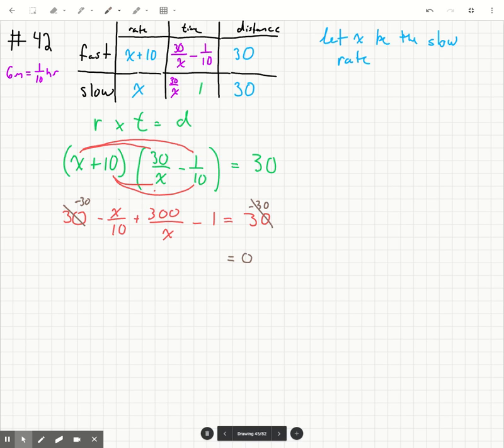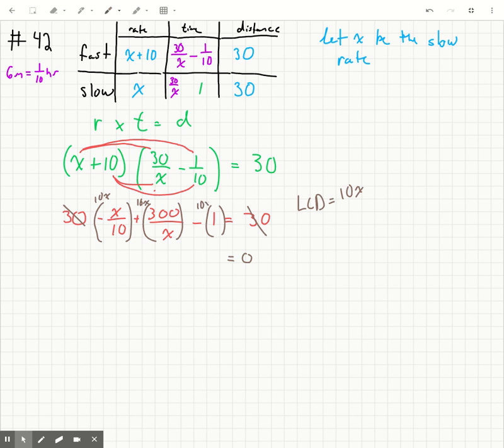Then what I need to do is multiply everything by the lowest common multiple of the denominators, the LCD. If we only have 10 and X, there's nothing common there, so we're going to have to multiply everything by 10X. So let's do that. I'm going to erase this here because it's a bit confusing, right? So multiply by 10X here and all the parts, and that's 0, so it doesn't matter.